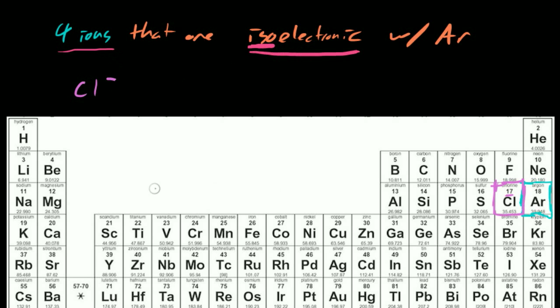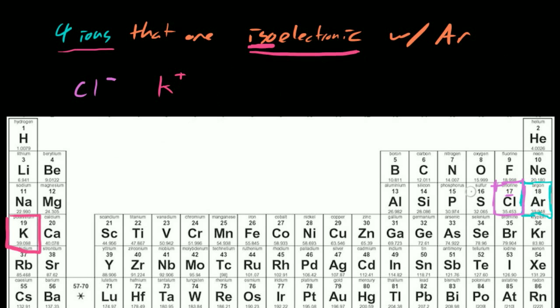What's another one? Let's do one from the positive side. Well, if potassium loses 1 electron, that would have the same number of electrons as argon. So the potassium ion with a +1 charge, or the K+ cation, is going to have the same number of electrons as argon.